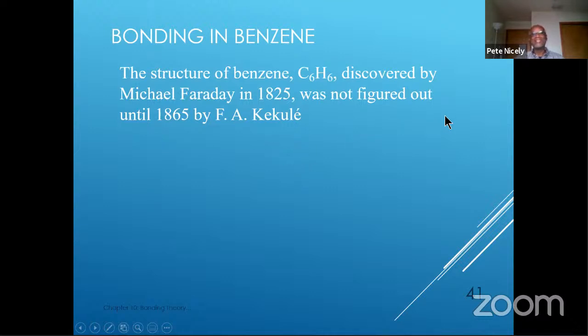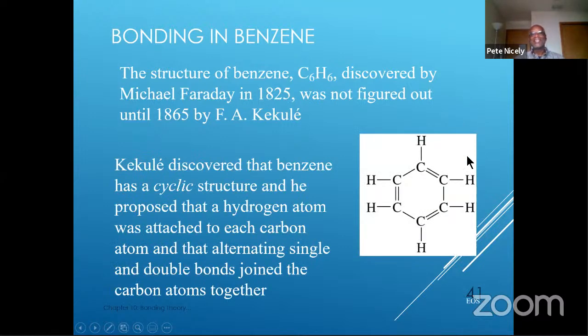I don't know how true that is, and there are a lot of people who doubt that to be the case. In any case, he came up with this cyclic structure representing benzene, all right? And if you look at the structure, you see that there's an alternating double, single, double bond around the ring, with each carbon bonded to a hydrogen.